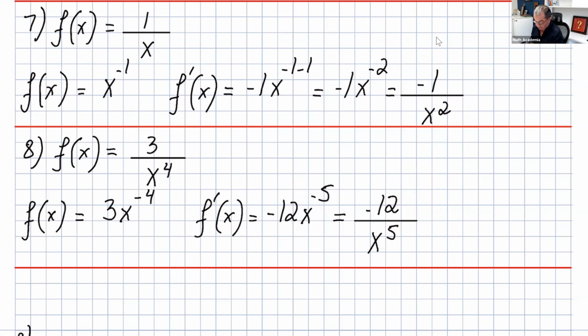Let's do another example. F of x equals 3 over x to the fourth power. This can be written as, it's still f of x.